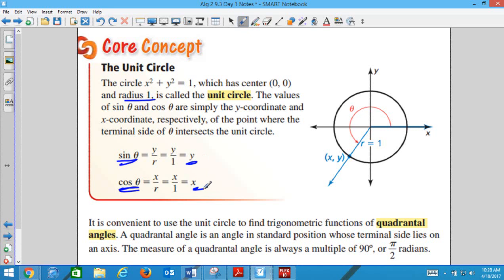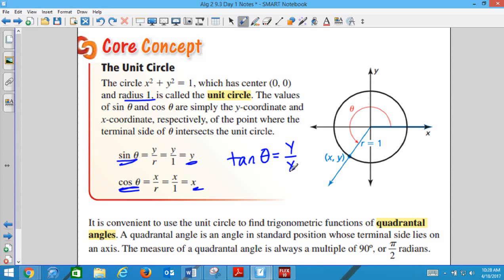So if we know it's the unit circle, all you have to do is look at the y value and that's the sine. You don't even need the over r because it's 1. The tangent of the unit circle, what's the tangent formula? y over x. Since that does not have an r in it, it doesn't change. It's still y over x.